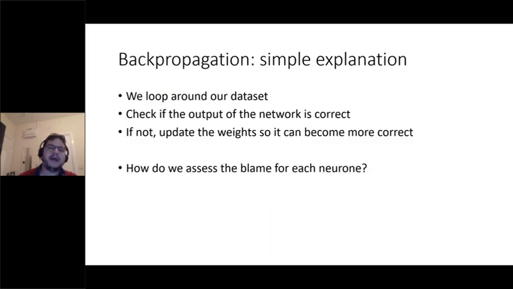Let's start from backpropagation. Can someone tell me what backpropagation is? Why do we use it? Minimize the error? Yeah, we want to minimize a certain error. Are we obliged to use backpropagation? What algorithm are we using to minimize the error? Gradient descent. Perfect, yeah, we are using gradient descent.